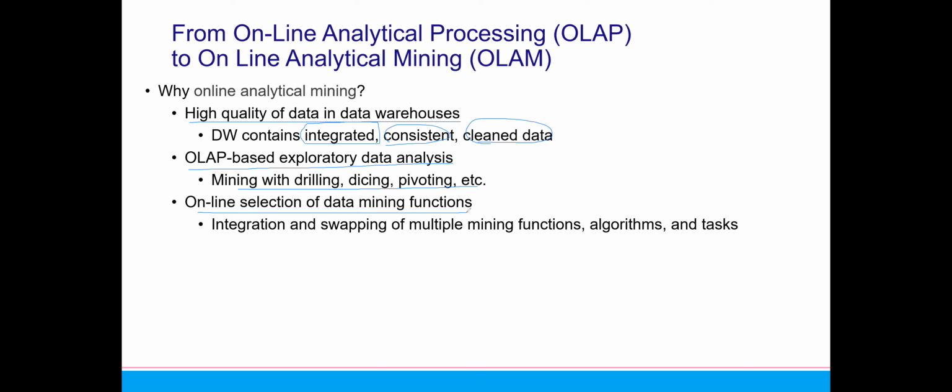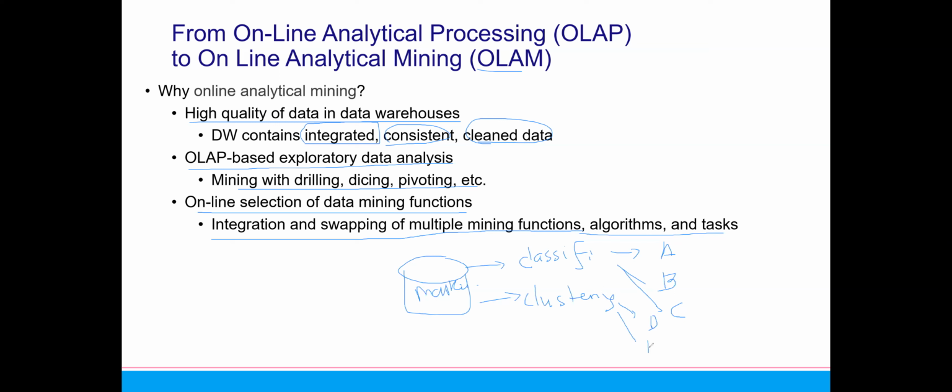Meanwhile, for the selection of data mining functions, we need to deal with the OLAM. It is to integrate and swap multiple mining functions, algorithms, and tasks. Maybe in one mart, for example, the marketing data mart, we can apply the classification with algorithm A, with algorithm B, and with algorithm C. And then in the data mart, we can also do the clustering with algorithm D and algorithm E. So with this kind of thing, the online selection of data mining function can be switched or swapped easily.